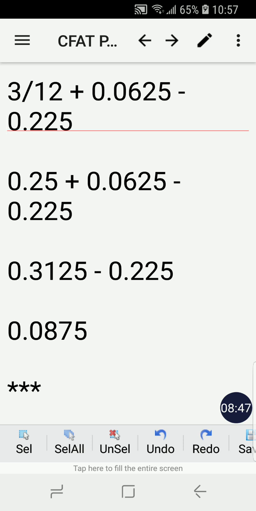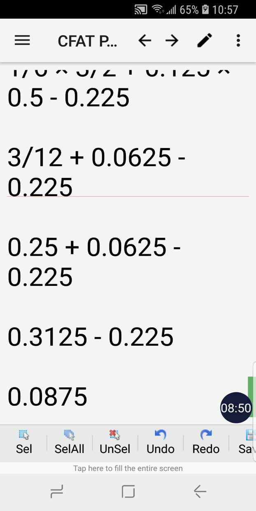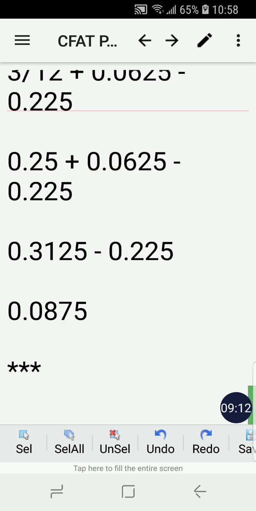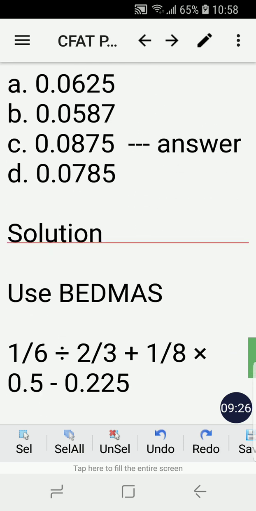Now take note, in the real exam this will be a much longer operation because you're not allowed your calculators. So you are multiplying decimals, you're adding decimals, so it's a little bit tough. Be careful of the placement of your decimal point, because a small error will go further and you will arrive at the wrong answer. Okay, so 0.0875, that's letter C.